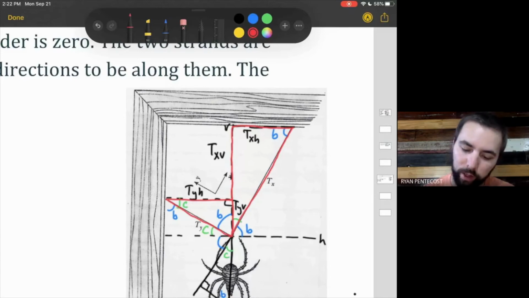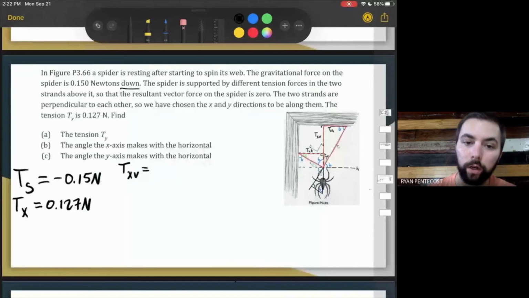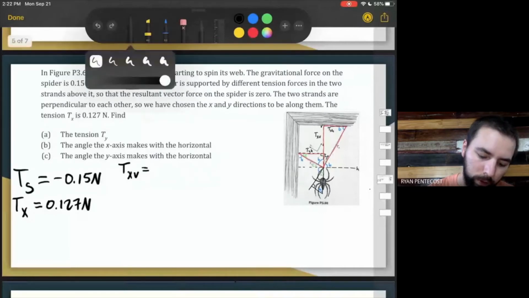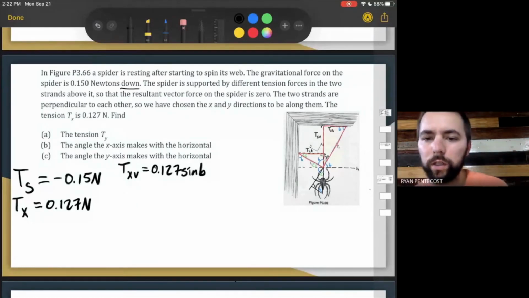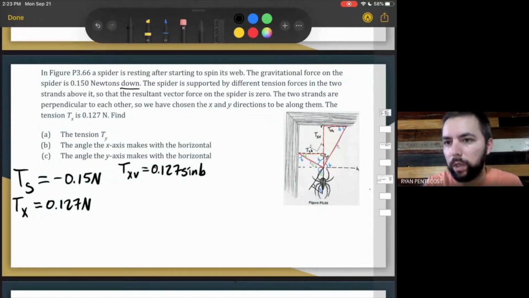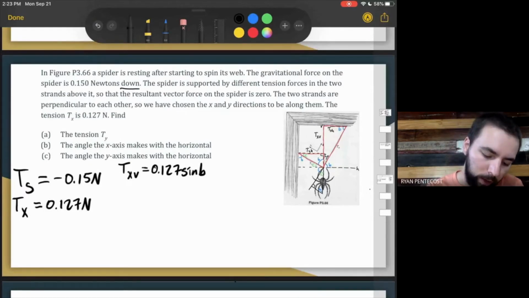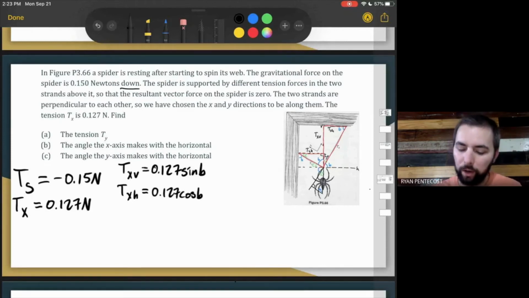So the tension of X in the vertical, we have that guy written over there. We already know what the value is of the tension X. So that would be 0.127 times sine of the angle B. Now we're going to use angle B for all of these. You could use angle C. It honestly doesn't matter, but part B comes before part C. So we're going to use that. Now, tension X in the horizontal, we want to define that. If you look relative to angle B, that is adjacent. So you would use 0.127 times cosine of B, relative to that angle B on the X triangle, the large red triangle.